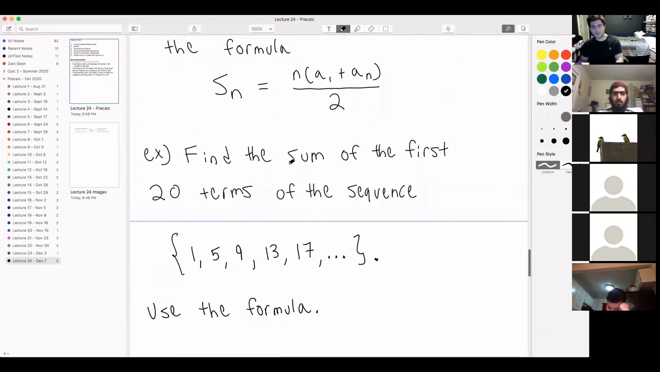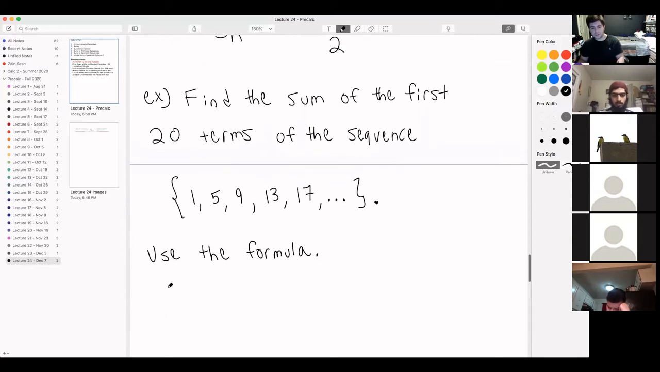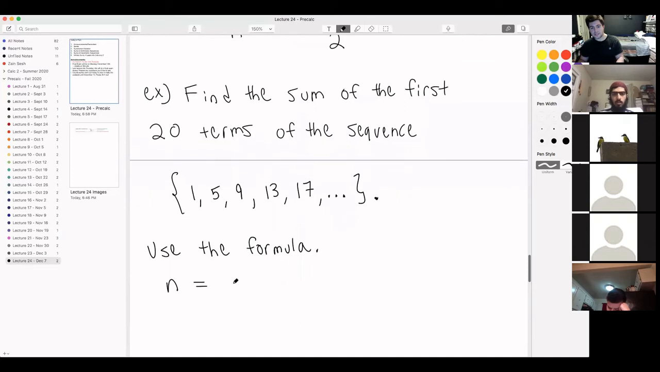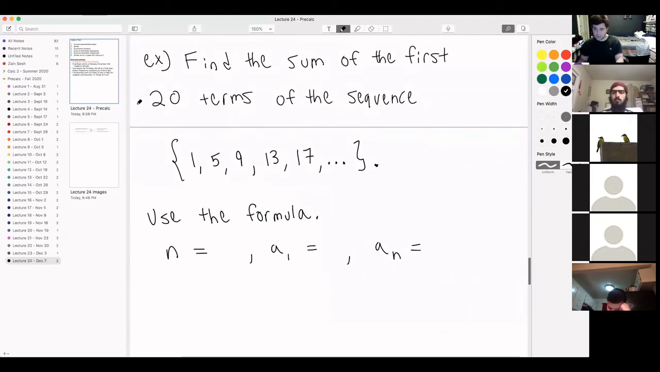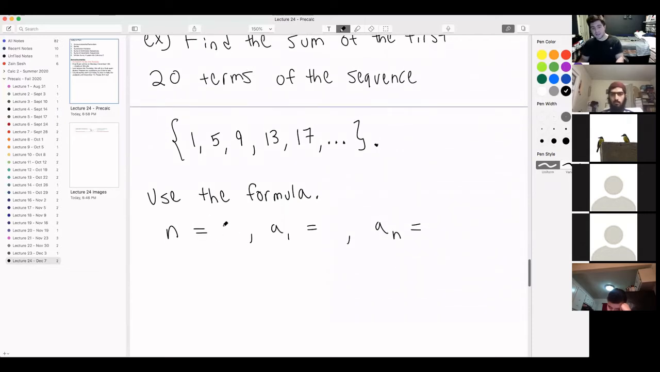So let's just call upon what we need for the formula. We need n, we need a sub 1, and we need a sub n. Okay, so n here is 20. We want to find the sum of the first 20 terms. So n is 20. A sub 1 is just the first term of the sequence, which is 1 in this case.